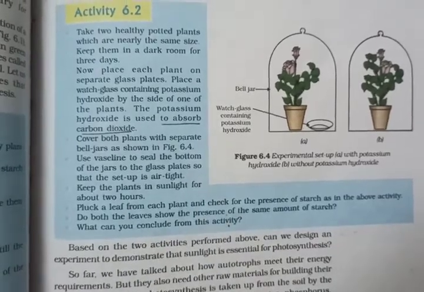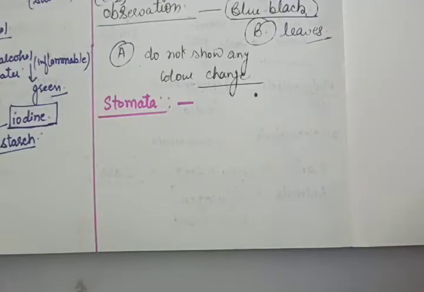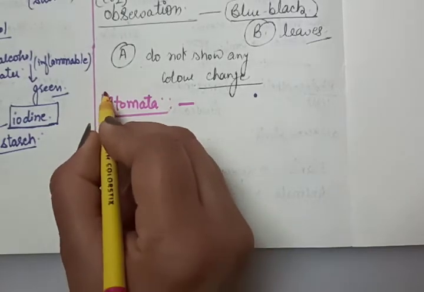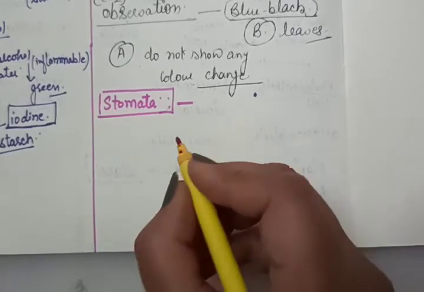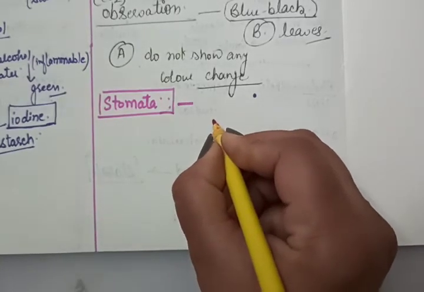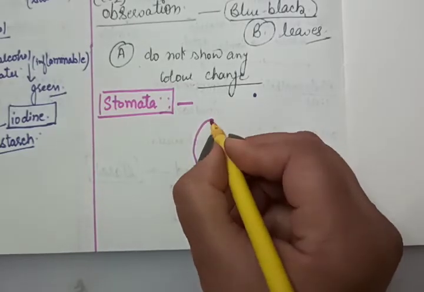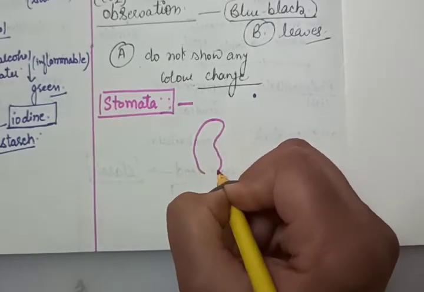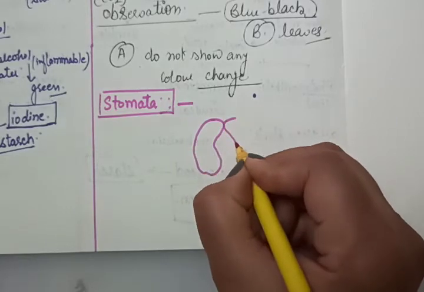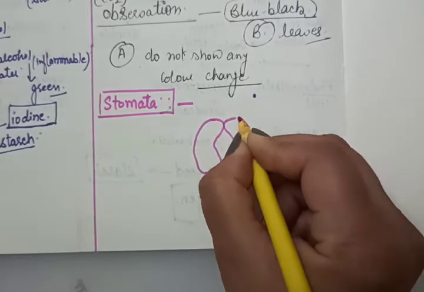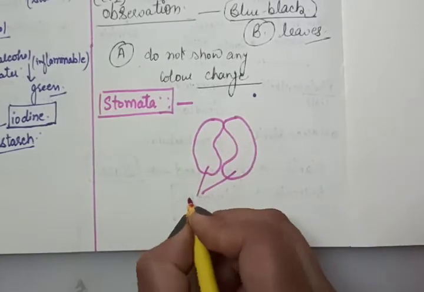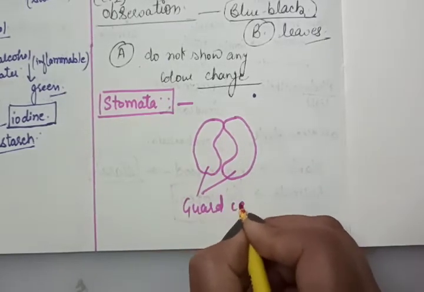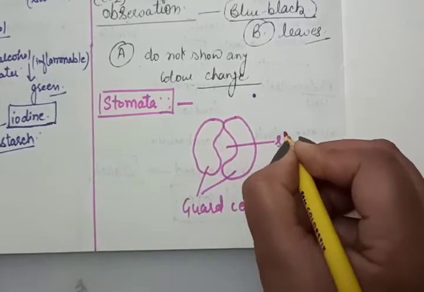Okay. Now the next topic is stomata. These are the tiny pores present in the epidermis of the leaves. Tiny means very small pores present in the epidermis of leaves. The structure of these stomata is like this. They are guarded by kidney shaped guard cells. This is the guard cell. Kidney shaped guard cells. These are the guard cells. And this is the stomatal pore.